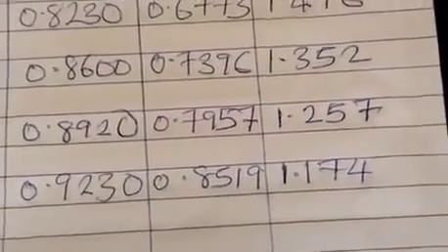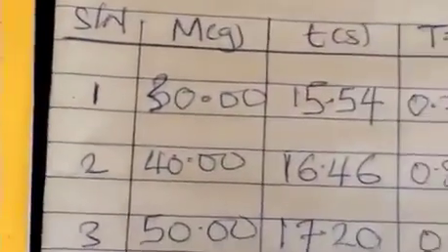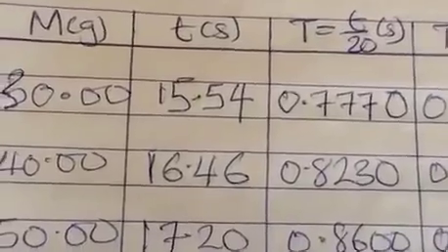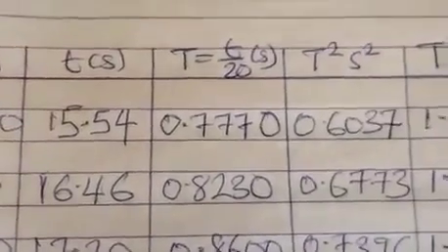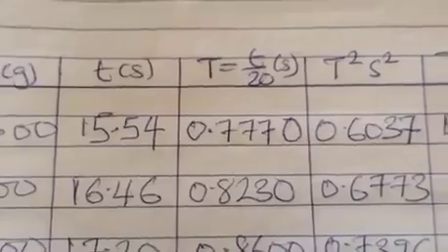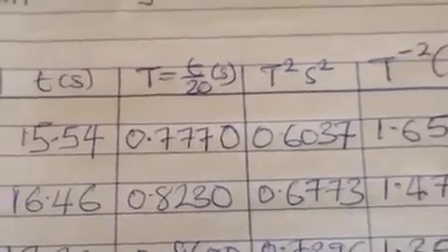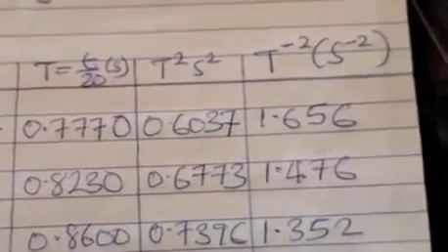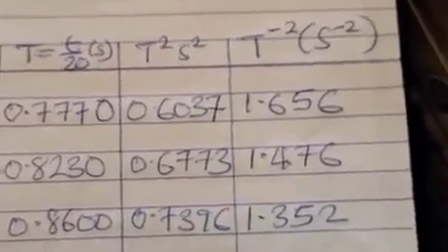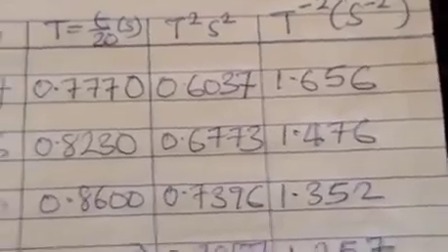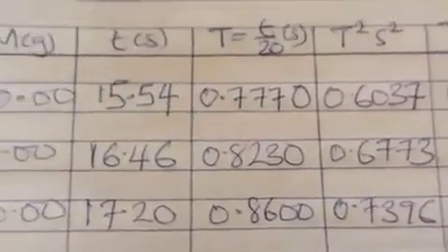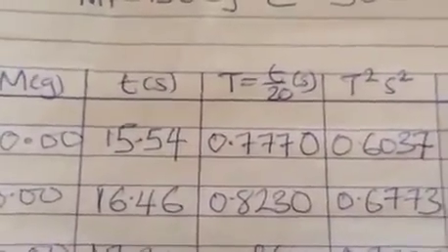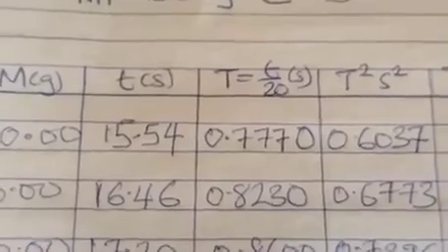Our T squared is 0.8519. Our T raised to power minus 2 is 1.174. So if you do your calculation using a calculator, this is your t, 15.4. Divide 15.4 by 20, and you get exactly 0.777. Then T squared, you're going to get 0.037. The inverse of T squared, you're going to get 1.656. That's the same way all through.